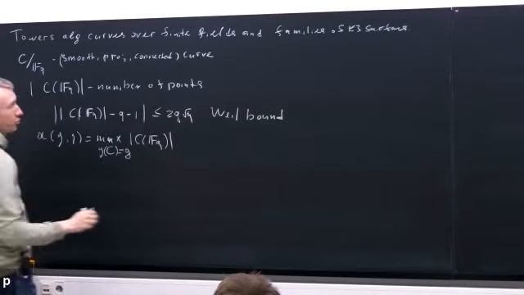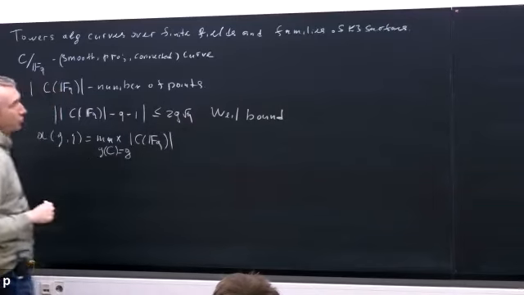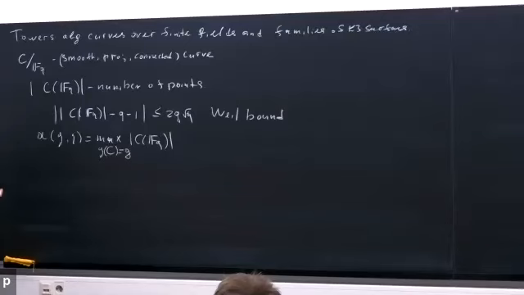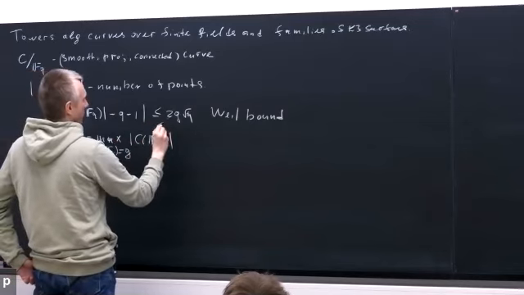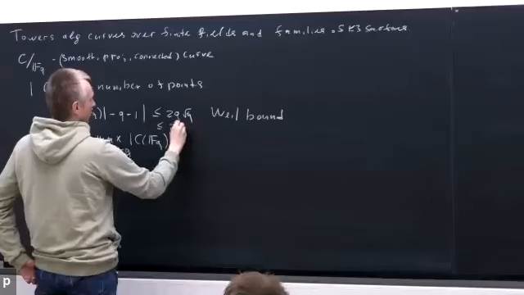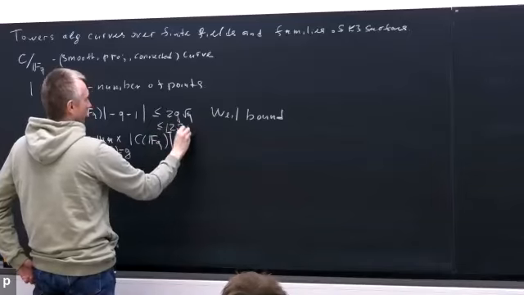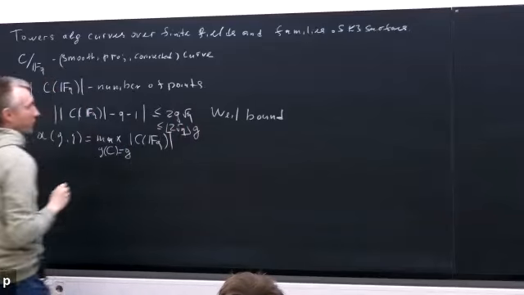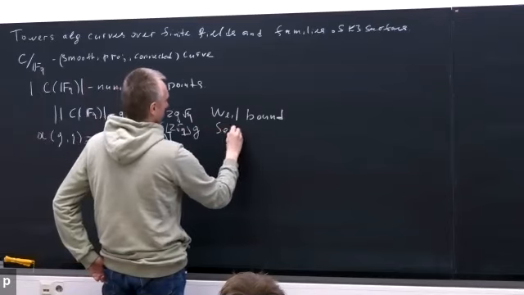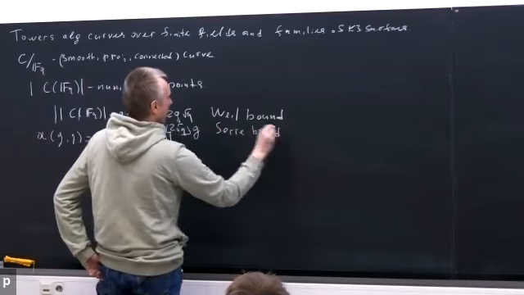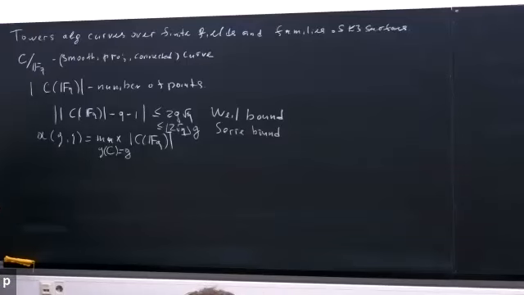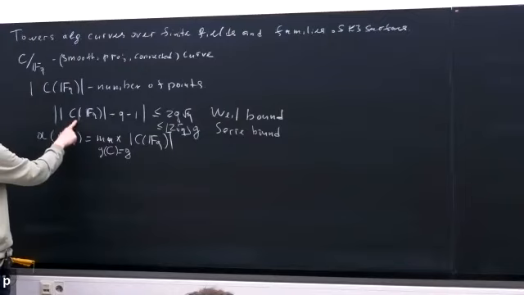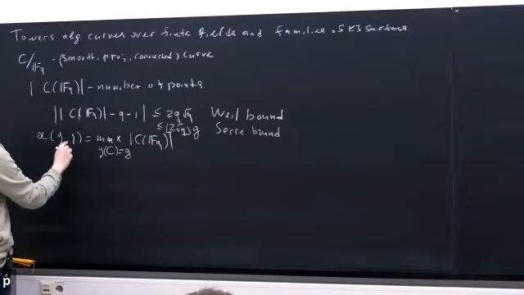For example, if q is not a square, then this bound is not an integer. But in this case, we may use the Serre bound. This is 2 square root of q; we take the integral part and multiply by g. This is the Serre bound, plus q plus 1, the number of points in the field.